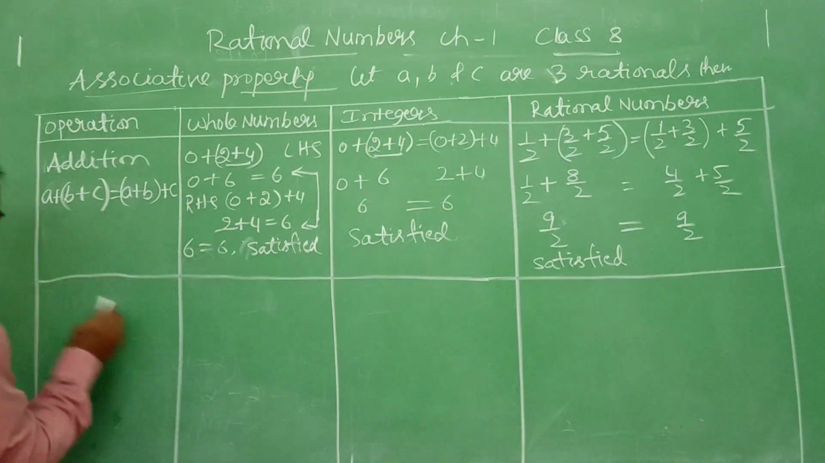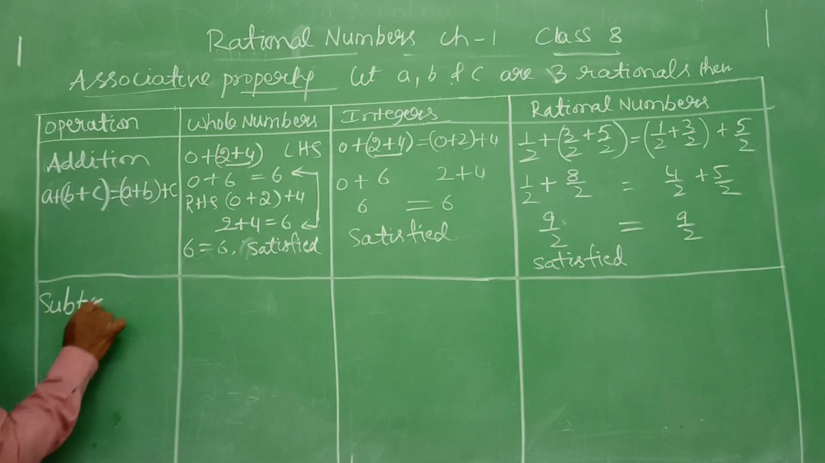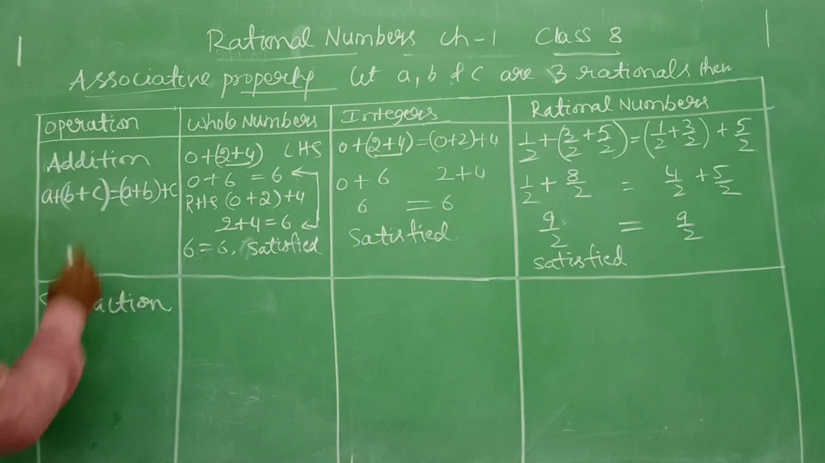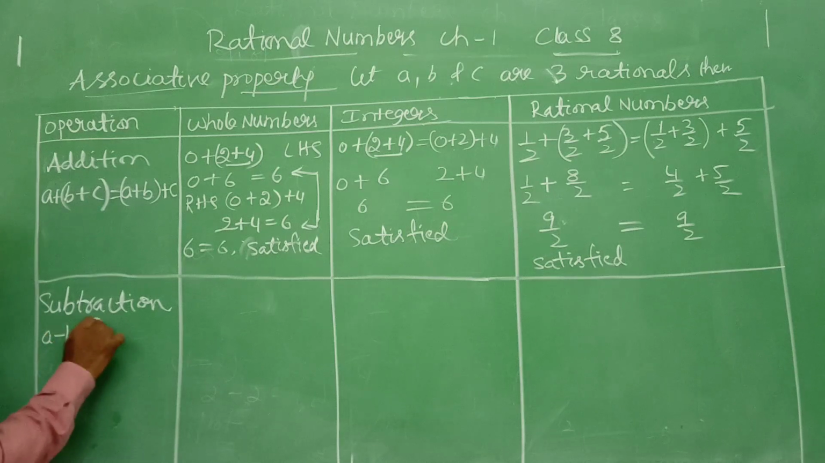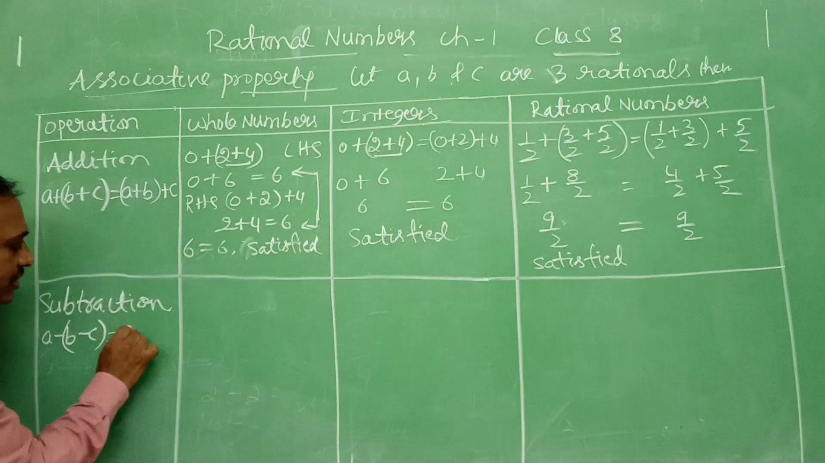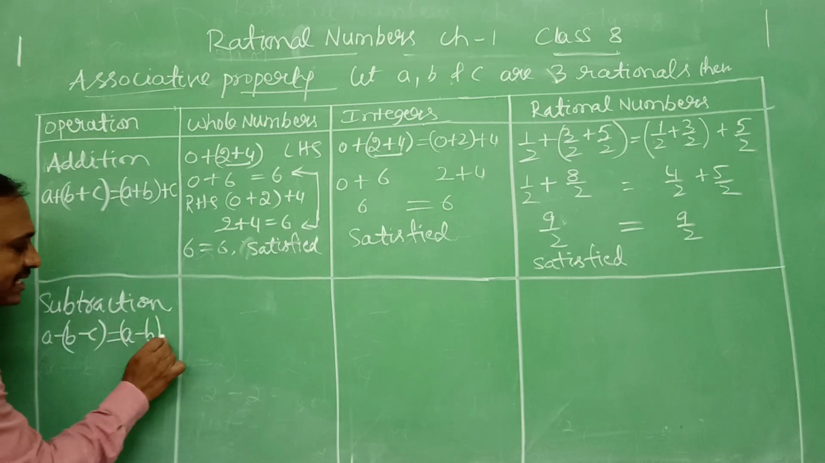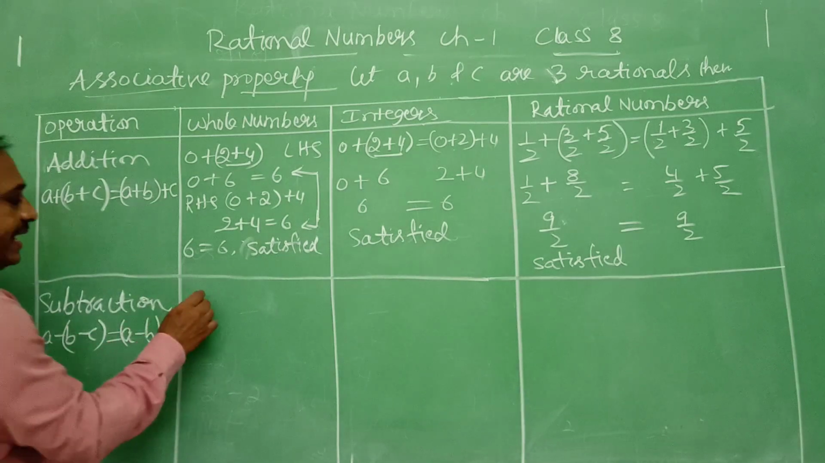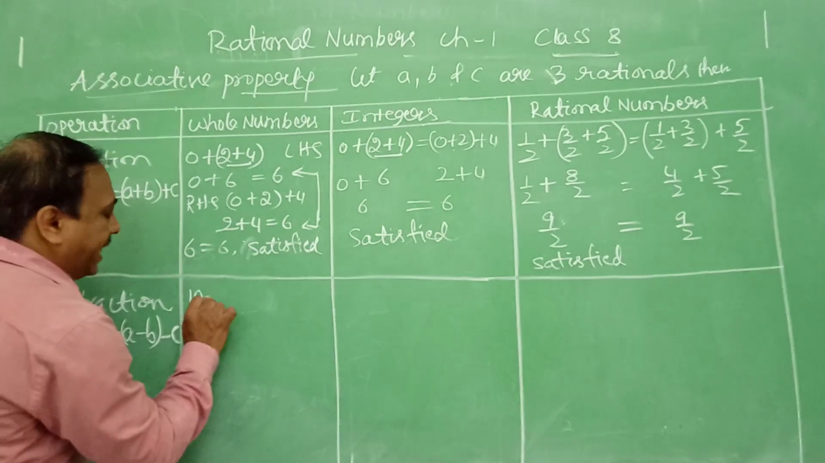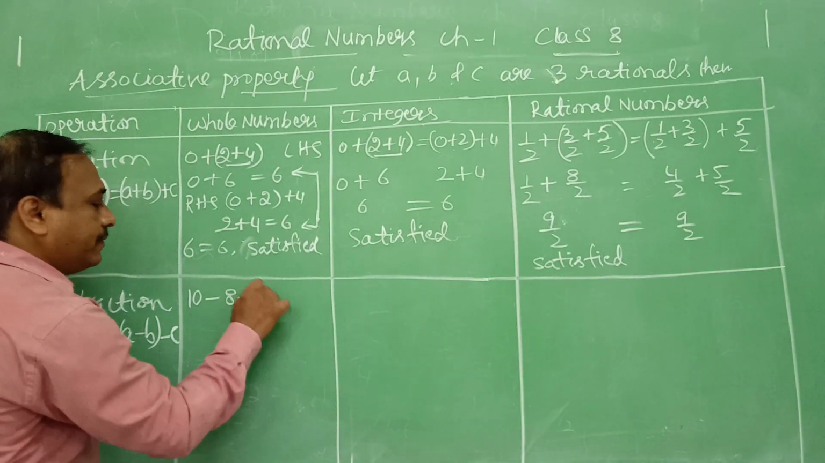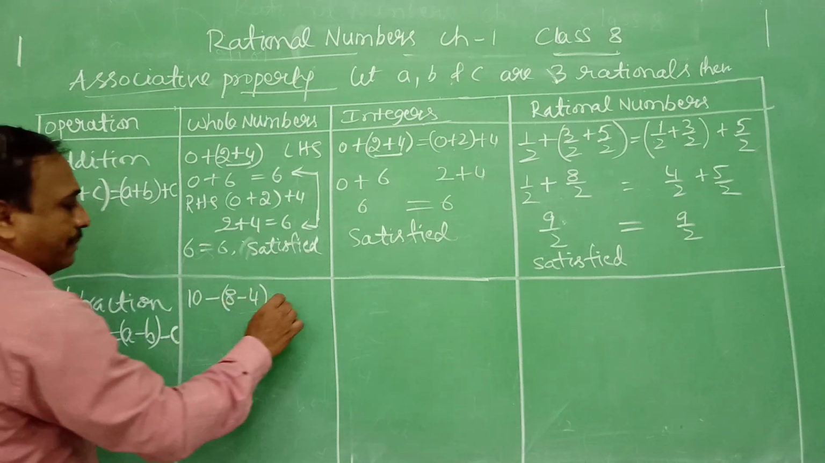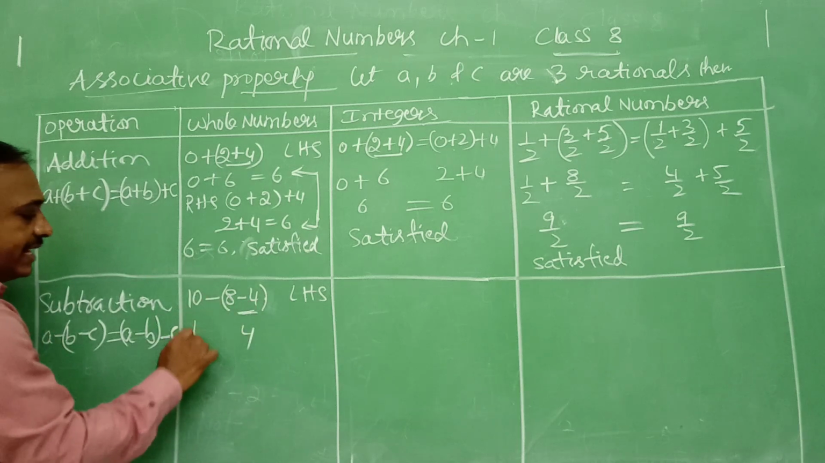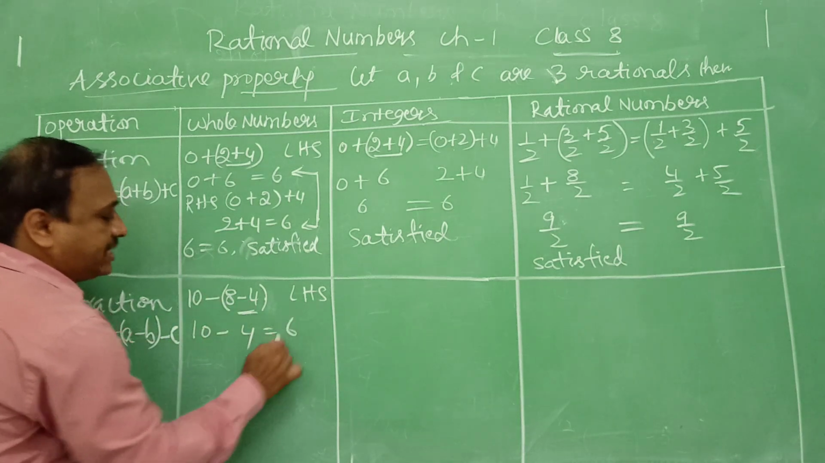Now similarly we check for subtraction. First with whole numbers: a minus (b minus c) should be equal to (a minus b) minus c. Take some numbers, like 10, which is a whole number, minus 8 minus 4. Bracket first for these two. I am talking about the LHS part. 8 minus 4 is 4. First these two we did. Then 10 minus 4 is equal to 6.